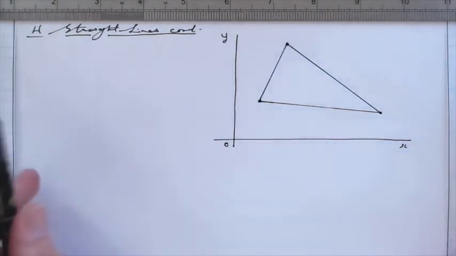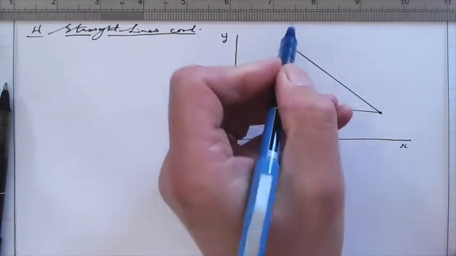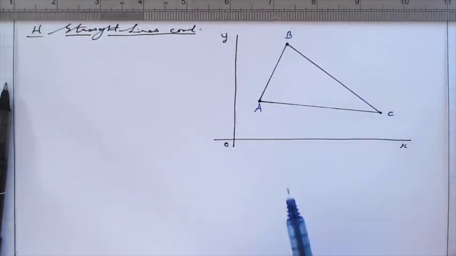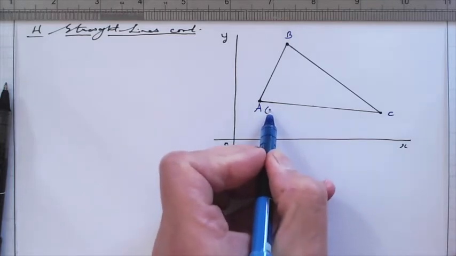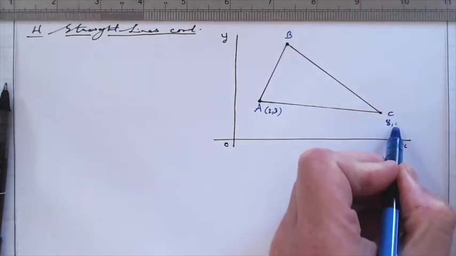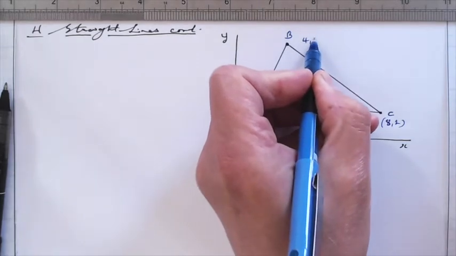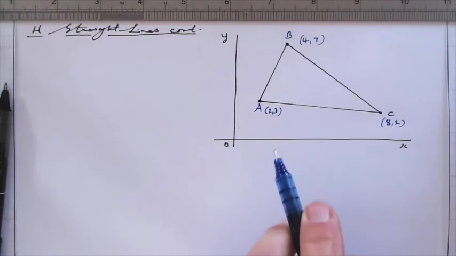Let me label the vertices A, B, and C. And let me indicate for each one what the coordinates are. So this one is at (2, 3). This one is at (8, 2). And this one up here is at (4, 7). So those are the x and y coordinates of those three vertices.